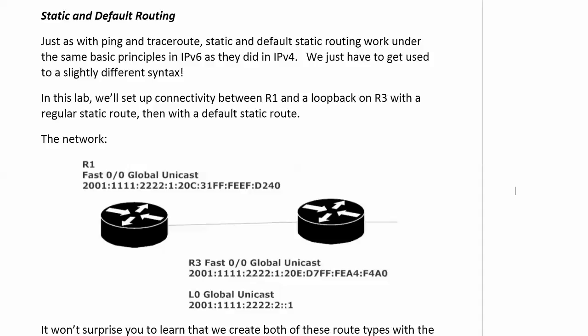We're going to get started with some routing now, our static routing actually. And as I mentioned in the previous video, along with ping and trace route, static and default static routing are really going to work the same way in version 6 as they do in version 4. Of course, the syntax is a little bit different. I think we're going to need to sneak a v6 into a command or two there.